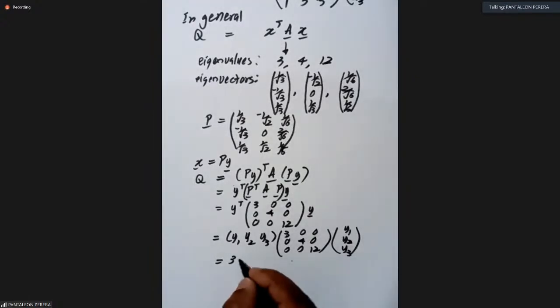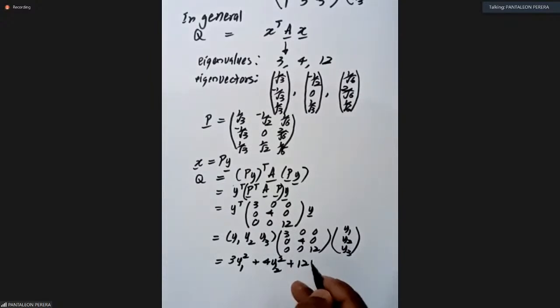What is this? Okay, what would you get? Here, the variable. No, row. Y1 is row. Y1 squared, yes. 3y1 squared, okay. Then what about this one? 4y2 squared, 12y3 squared.